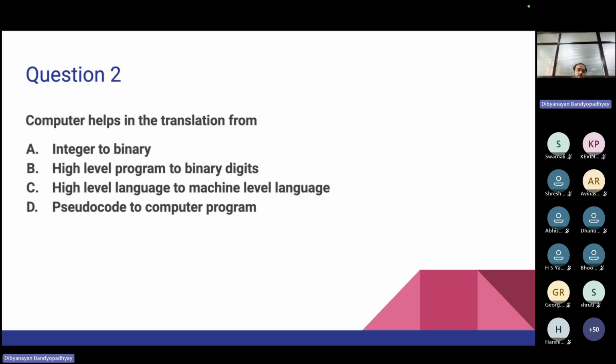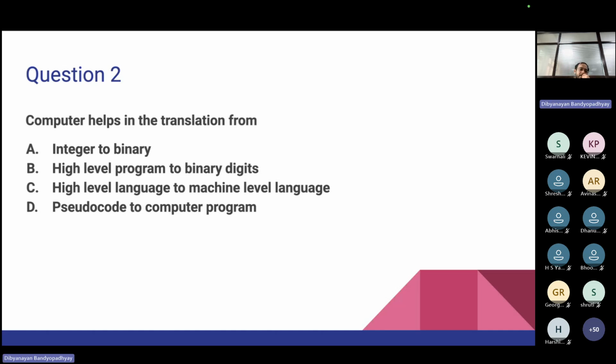So this is question two. A computer helps in translation from integer to binary, high level program to binary digits, high level language to machine level language, and high level language pseudocode to computer program. So let's understand what this means one by one actually.